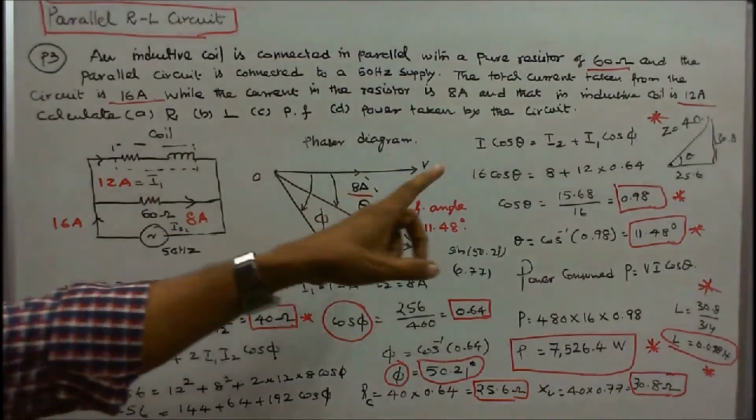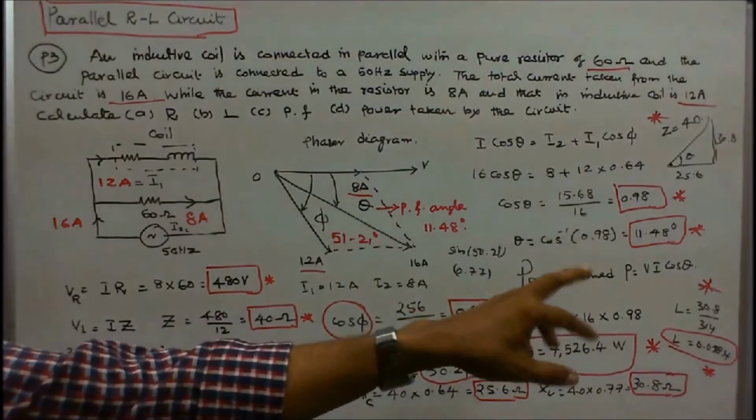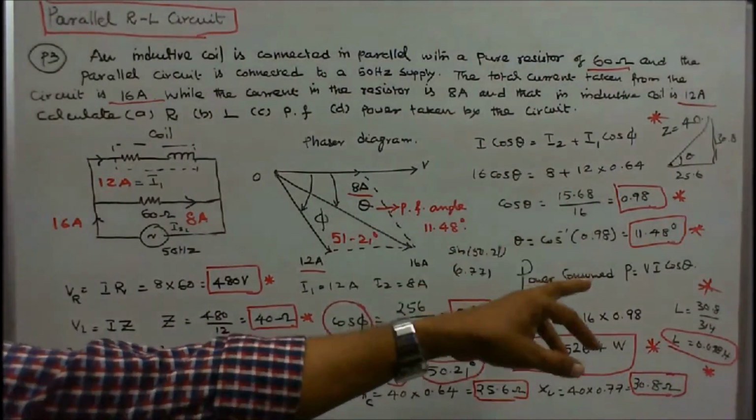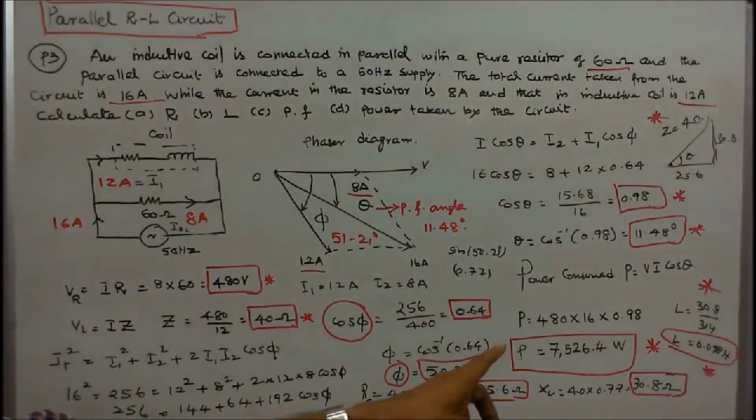Power factor is 0.98. Power consumed P is equal to VI cos theta. V is equal to 480. I is equal to 16. Cos theta is equal to 0.98. P is equal to 7526.4 watts.